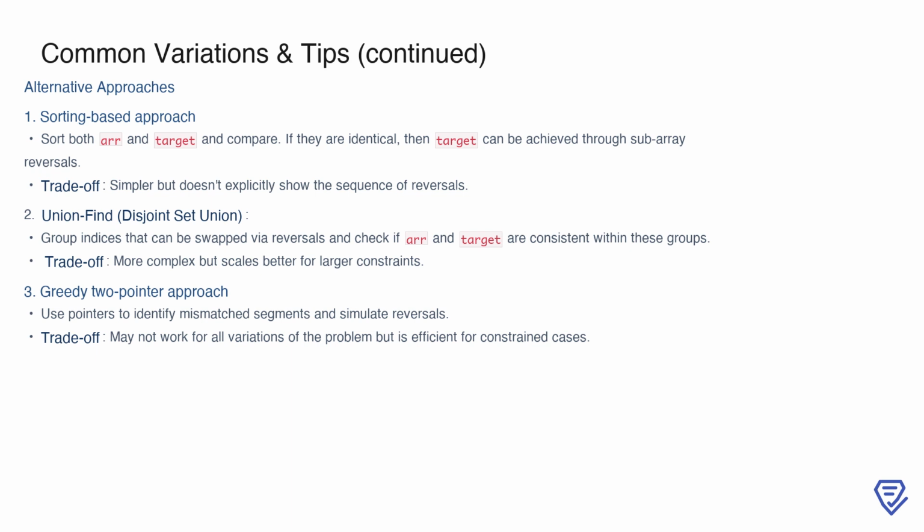Another option is using a union find or disjoint set union (DSU) structure. This method groups indices that can be swapped via reversals and checks if ARR and target are consistent within these groups. Although more complex, this approach scales well for larger inputs. Finally, the greedy two-pointer approach can be used to identify mismatched segments and simulate reversals. While this method is efficient for constrained cases, it might not work for all variations of the problem. Each of these methods has its own trade-offs, so choose the one that best suits the specific constraints and requirements of the problem at hand.